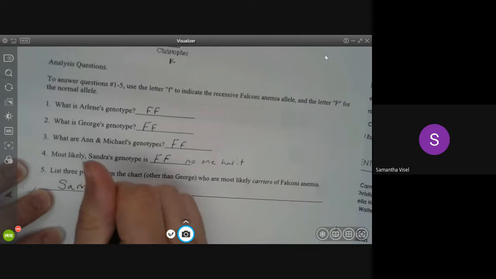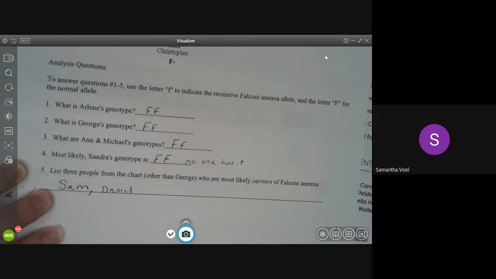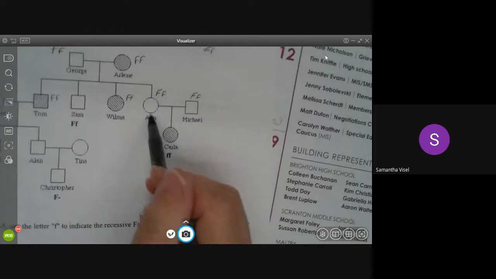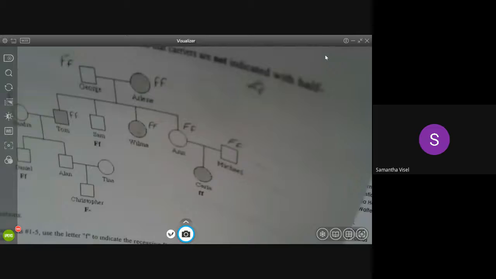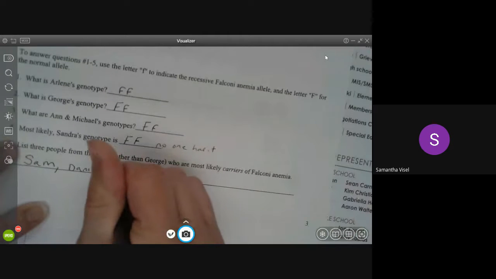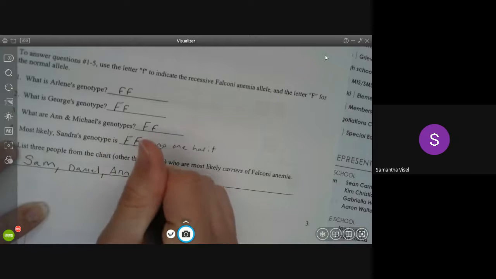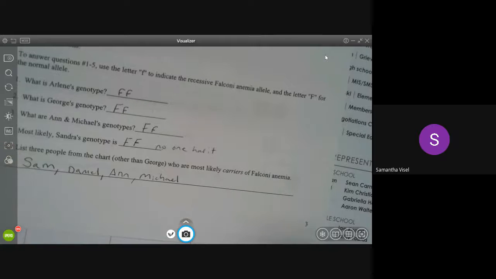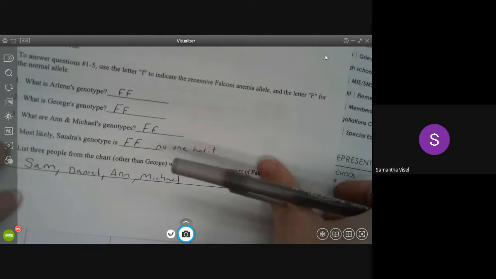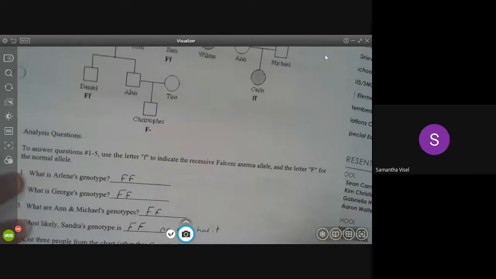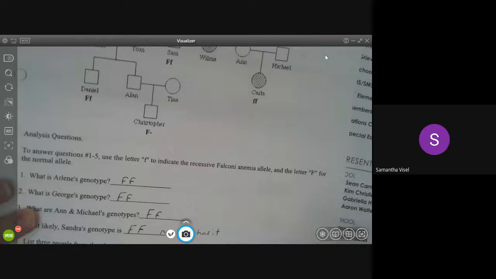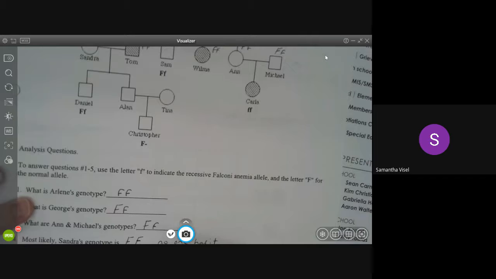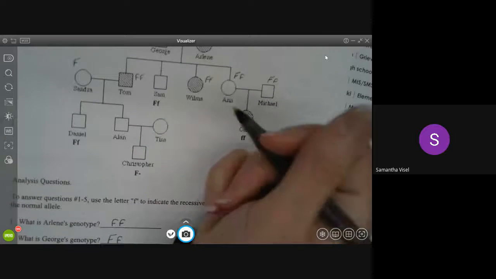We're also told that Daniel is heterozygous. And while working through this worksheet, we find that Alan and Michael should be carriers. Or I'm sorry, Anne and Michael. Okay, and then again, this is posing a likely, so what could possibly happen here?